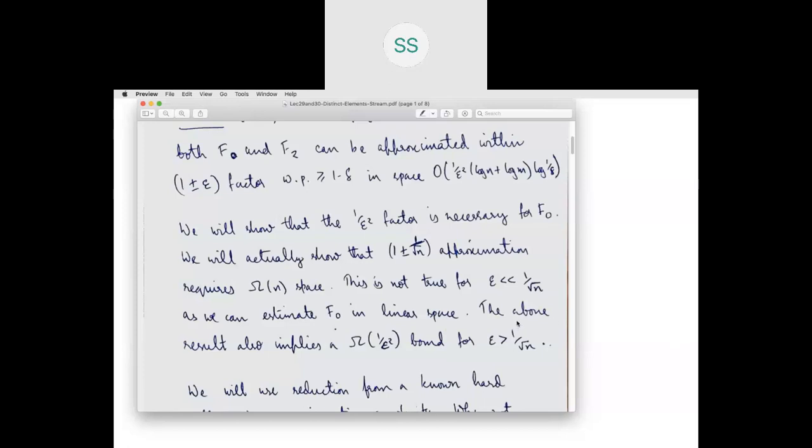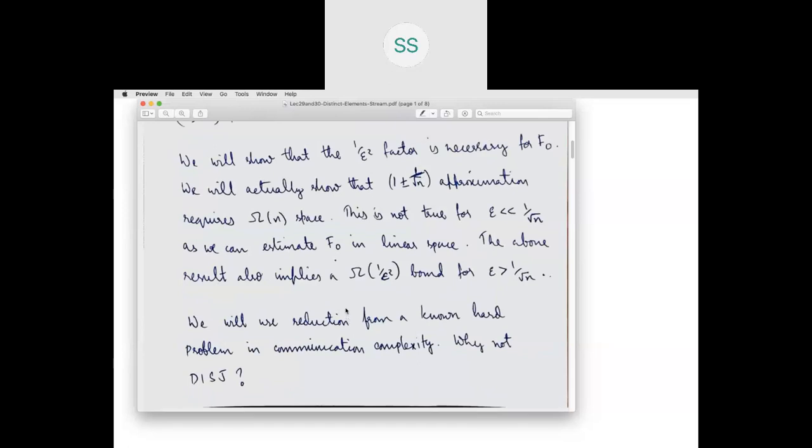These proofs also can be inferred from this without much difficulty, but I won't go into that in this lecture. So this also implies the 1 by epsilon squared bound for epsilon greater than 1 by square root n. So what we will show is that 1 by epsilon squared factor 1 by square root n approximation requires linear space. Again, this is not true when epsilon is smaller than 1 by square root n, but it is true for epsilon greater than 1 by square root n, although we won't do both.